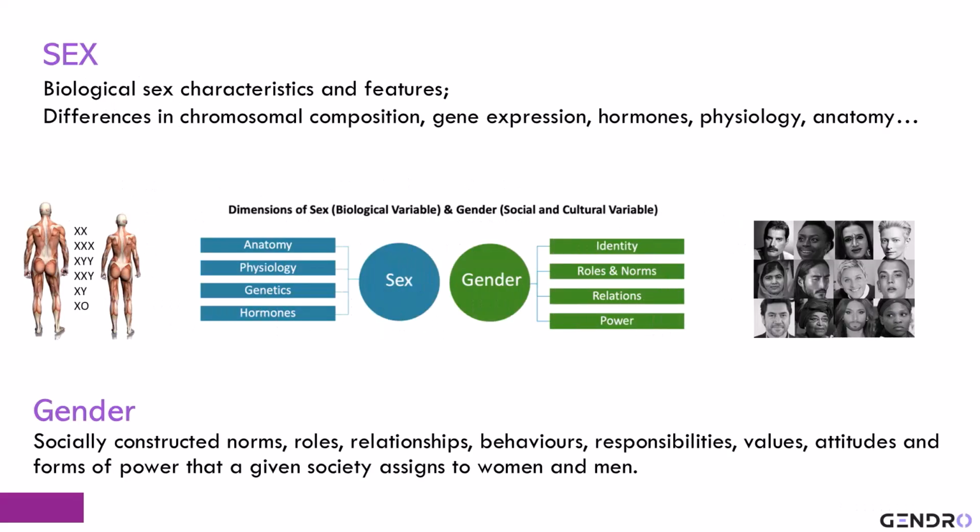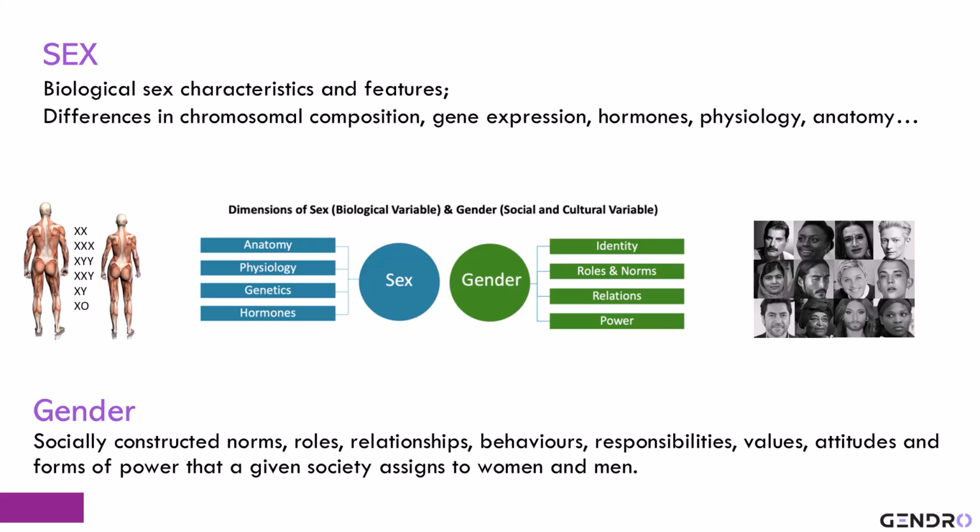I'll start by talking about sex and gender and the terminology around them, as these terms are often used interchangeably, but in research there are important distinctions to keep in mind. We're often talking about sex when we are referring to biological differences or biological sex characteristics and features, which stem from our differential chromosomal composition, but also result in differential gene expression, hormones, physiology, anatomy, and so forth. Gender, on the other hand, is a socially constructed set of norms, roles, relationships, behaviors, responsibilities, values, attitudes, and forms of power that a given society assigns to women and men.